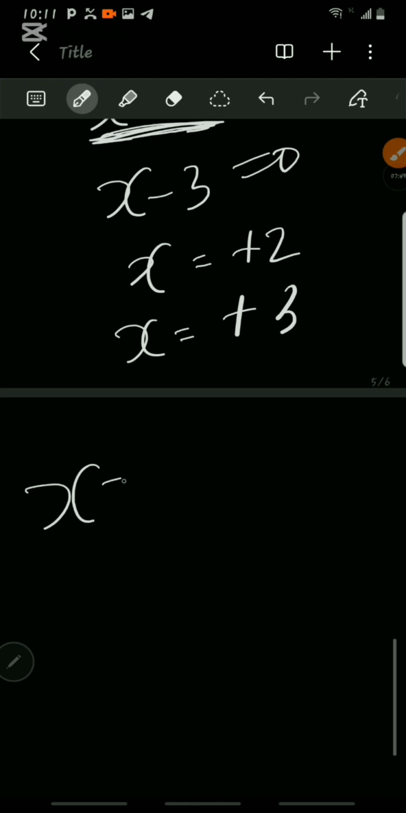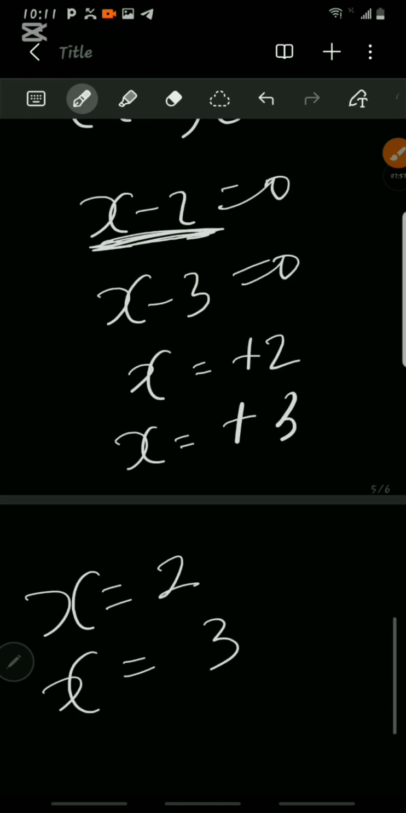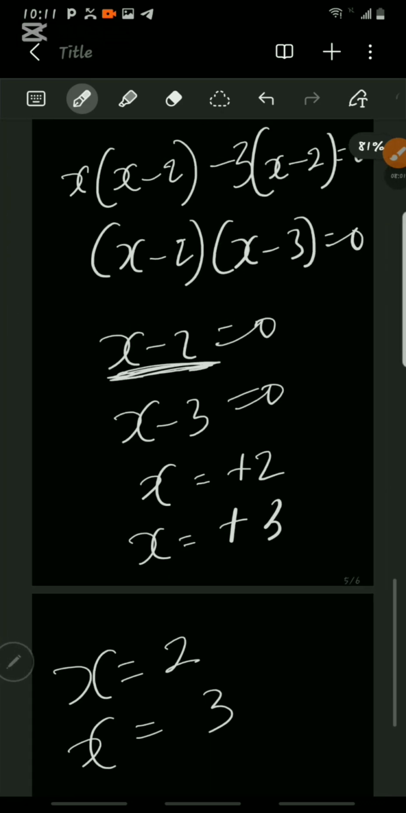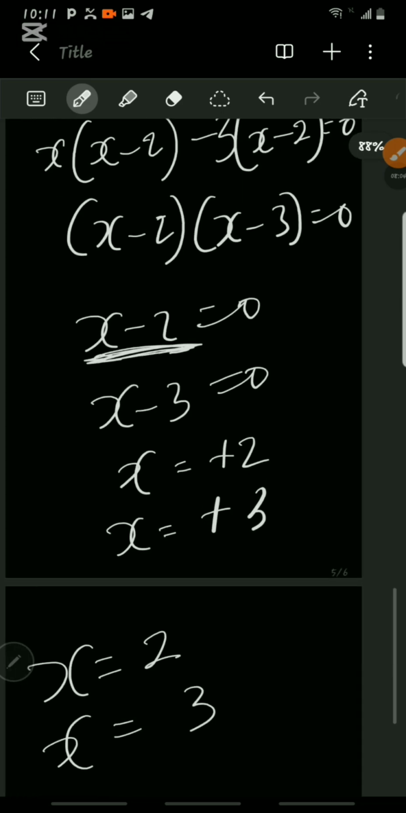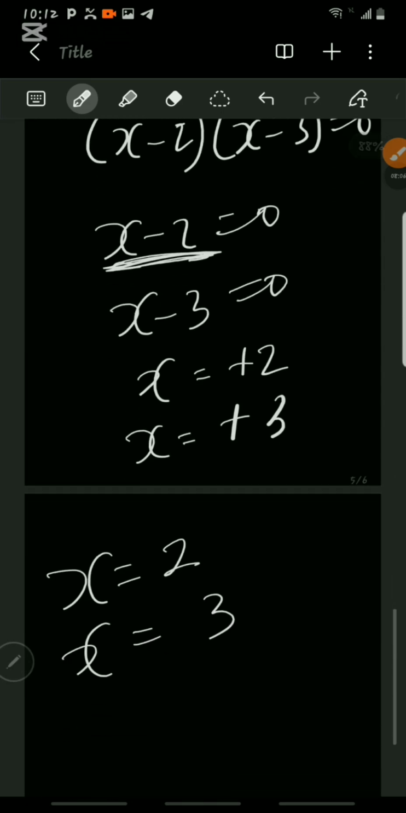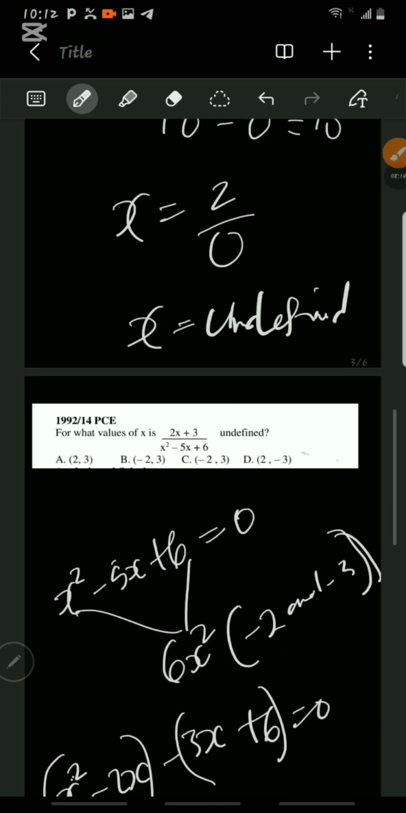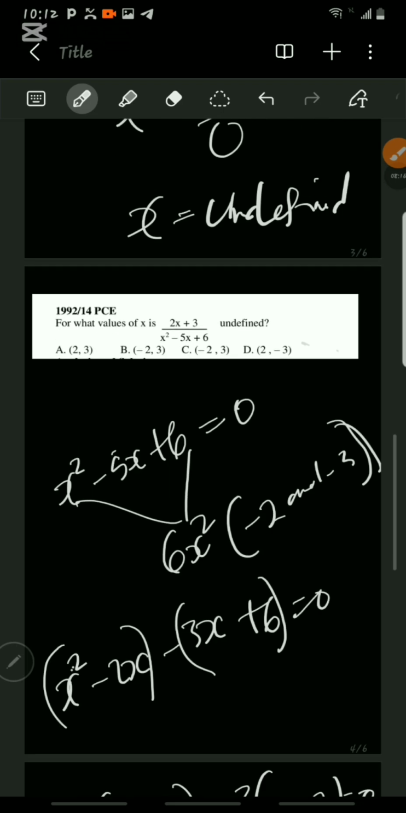So the answer to that question is x is equal to 2 and x equals 3. So it means if the denominator has 2 and 3, that is the values of x are plugged in as 2 and 3, that expression is going to be undefined. And I believe you can see that option A here is the correct option.